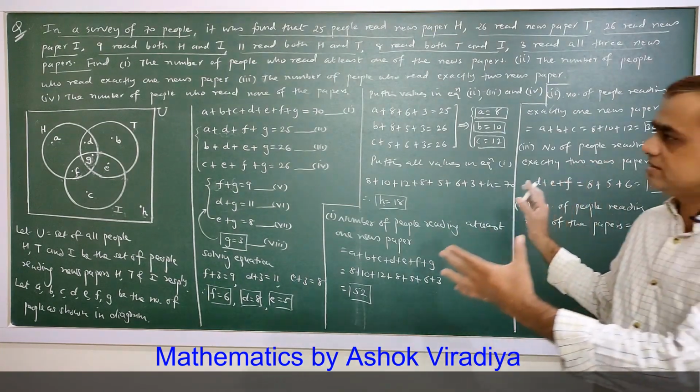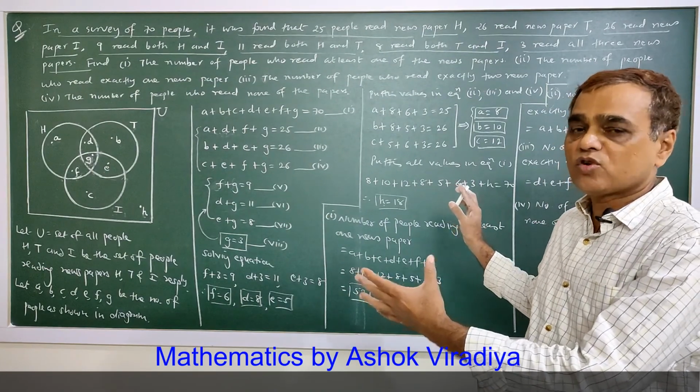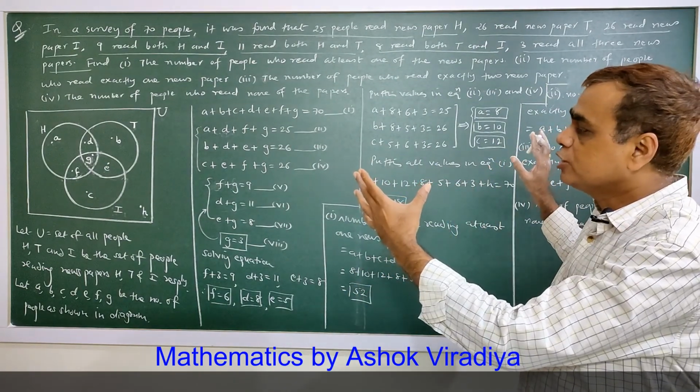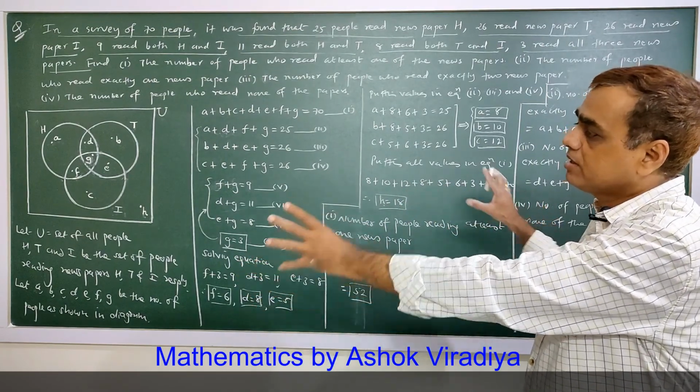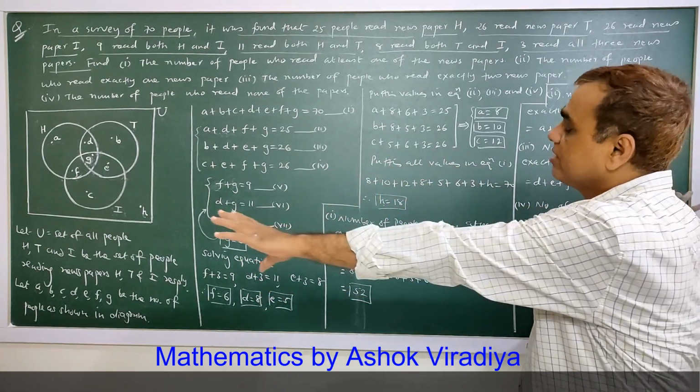So this is the method to solve a practical problem using a Venn diagram. Here no formula is used. Simply, from the Venn diagram we have done this calculation.